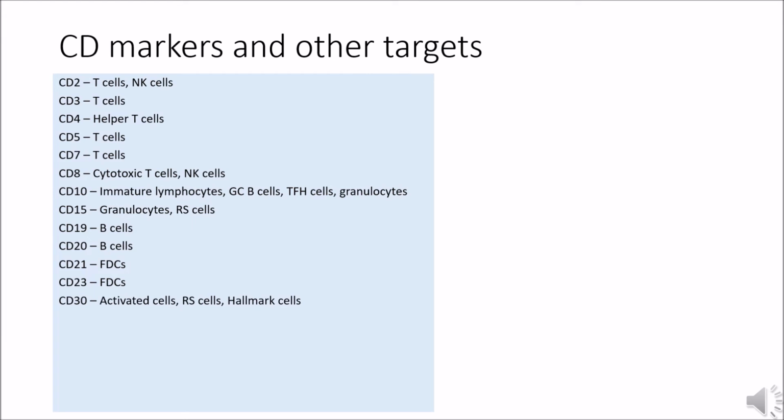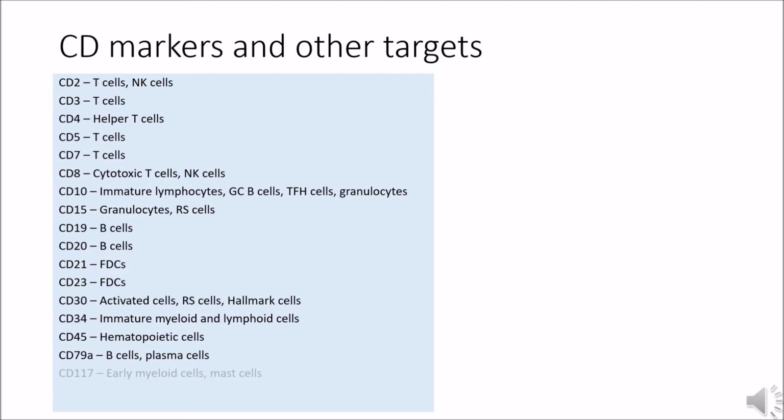CD30 plays a role in activation and is present on activated B cells and T cells, as well as some neoplastic cells such as Reed-Sternberg cells and Hallmark cells. CD34 is a stem cell marker found on immature hematopoietic precursor cells. CD45 is the leukocyte common antigen present on most hematopoietic cells. CD79A is part of the B-cell antigen receptor complex. CD117, or c-KIT, is a tyrosine kinase expressed on some progenitor cells and mast cells. CD138 is a cell adhesion molecule seen on plasma cells, epithelial cells, and some mesenchymal cells.